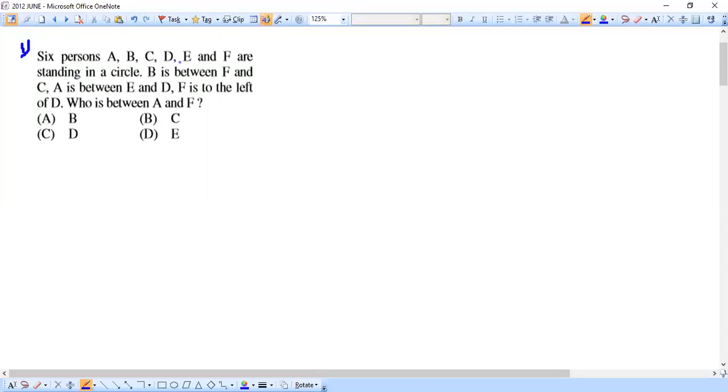6 persons A, B, C, D, E, and F are standing in a circle. So that means this is a circular arrangement question. Okay, so let's do a thing. Whenever we happen to get questions from circular arrangement, we'll just draw a rough circle and we'll have to position the members who are in this circle. Okay, and see how many people are there. It's given that there are 6 people, right?